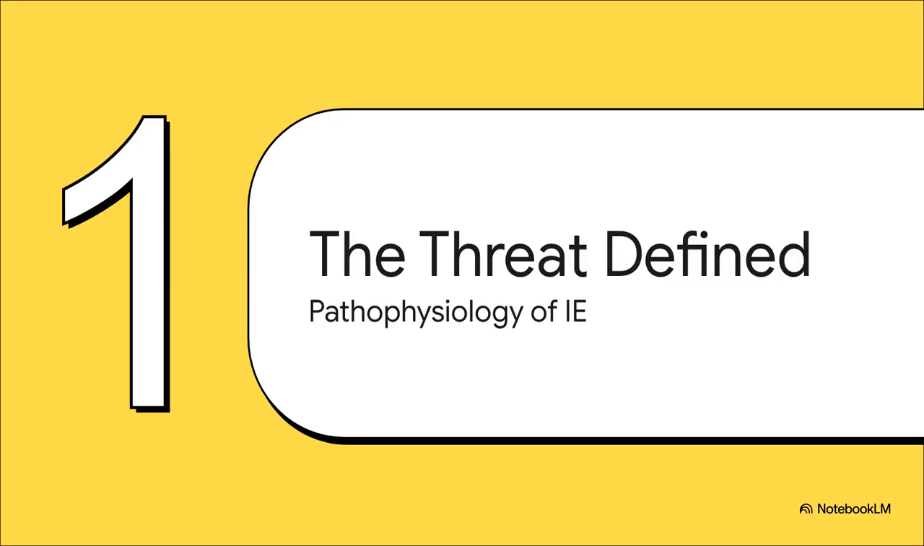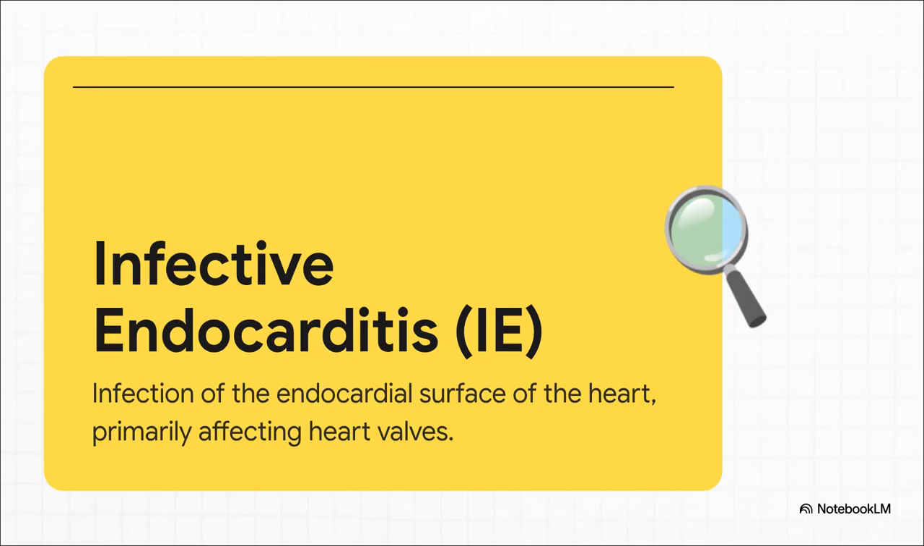Right, first things first. Let's get our heads around the pathophysiology. What is actually happening inside the heart? Because if you get this, all the complications that follow make a whole lot more sense. So what are we really talking about here? At its core, it's an infection of the endocardium. That's the inner lining of the heart. It usually loves to hit the heart valves. And the real danger? It forms these nasty little infected clumps called vegetations, which can break off, fly anywhere in the body, and cause absolute chaos.